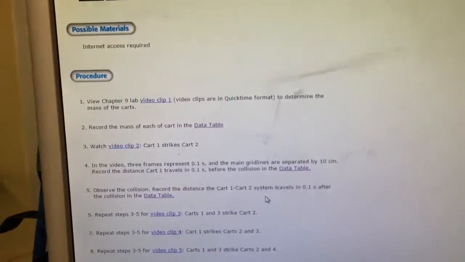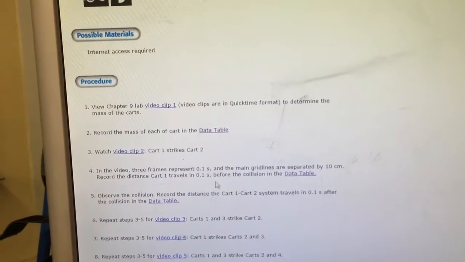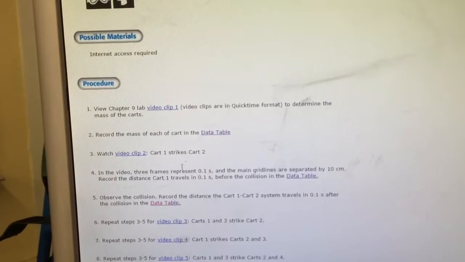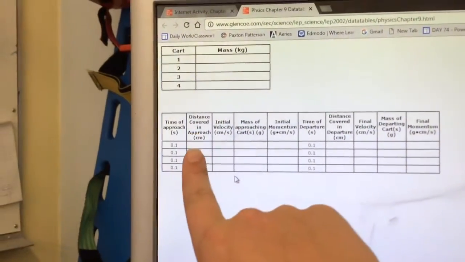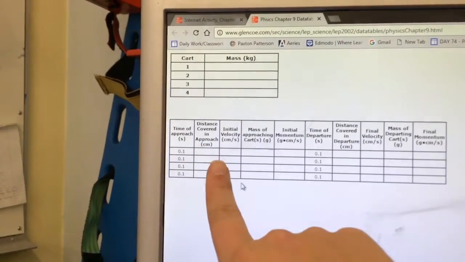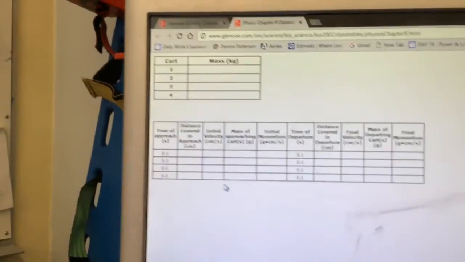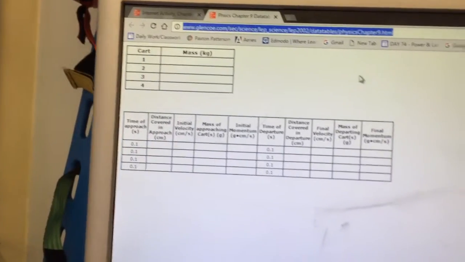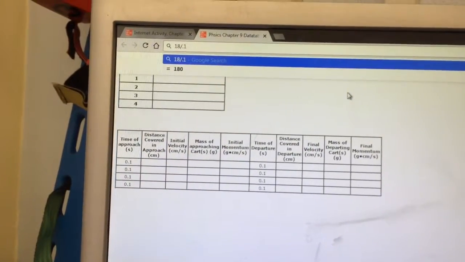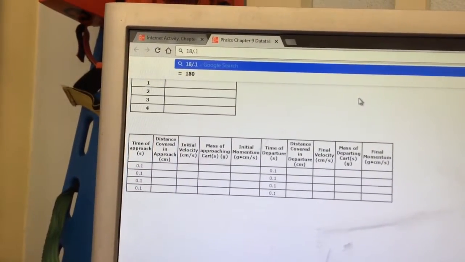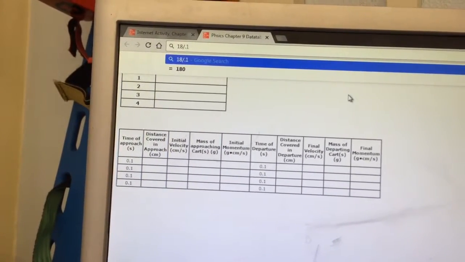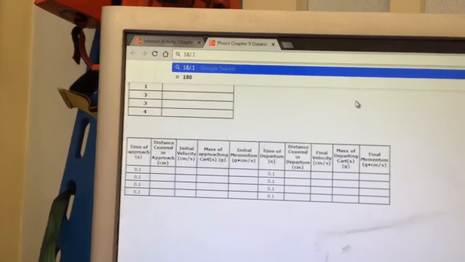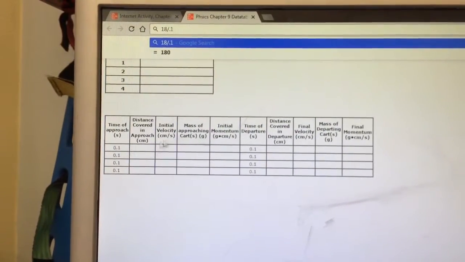We can use that to get a velocity for this clip and put that in our data table. So distance covered would be 18 centimeters, and the time is 0.1 seconds. To figure out the velocity, you'd go 18 divided by 0.1, which is 180 centimeters per second. Or if you wanted to convert it to meters per second, I know some of you really wanted to, that would be 1.8 meters per second. So that's how you could do this.